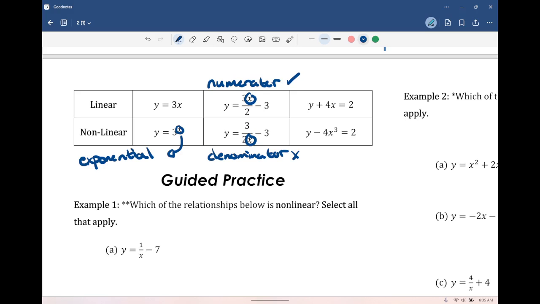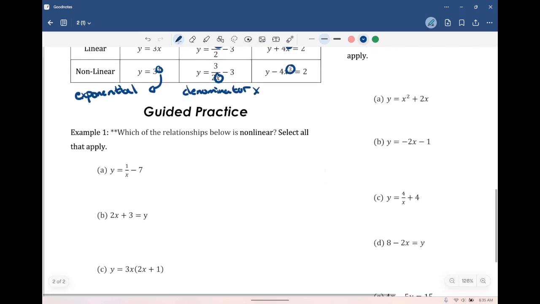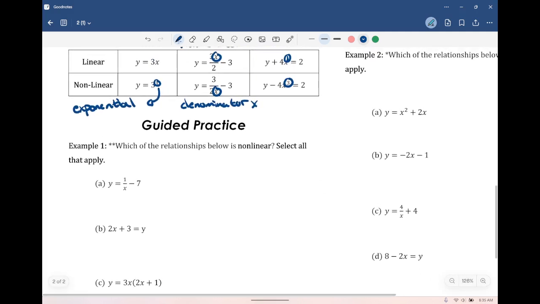And then lastly, I think this is easy to see, right? We have a power of 1, which is all good, versus a power of 3. Can't have that. So now I want us to get into our guided practice. Yes, so if x is ever in the denominator, it is nonlinear.